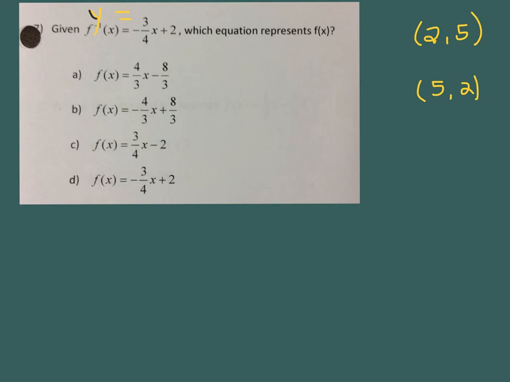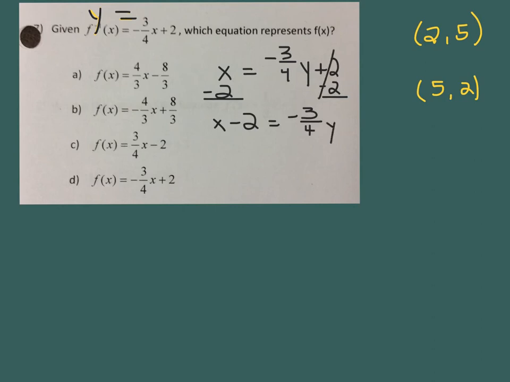All right, so this is really like saying y equals, so we're going to switch our y to an x, and we're going to switch the x to a y. Okay, and this one should be fairly straightforward. We're just going to solve for y. So let's subtract 2 from both sides. So that gives us x minus 2 equals negative 3/4 y.